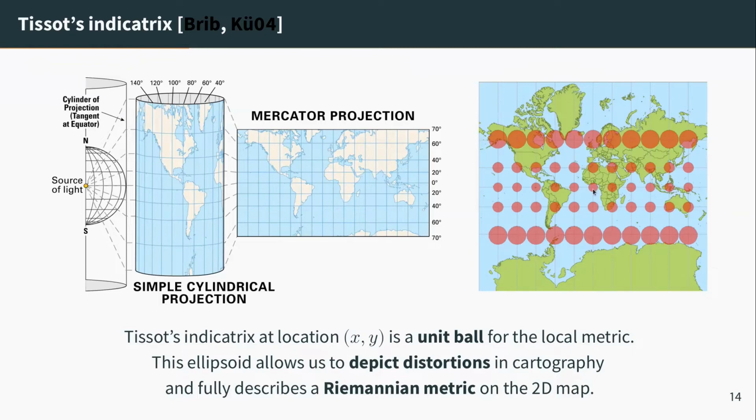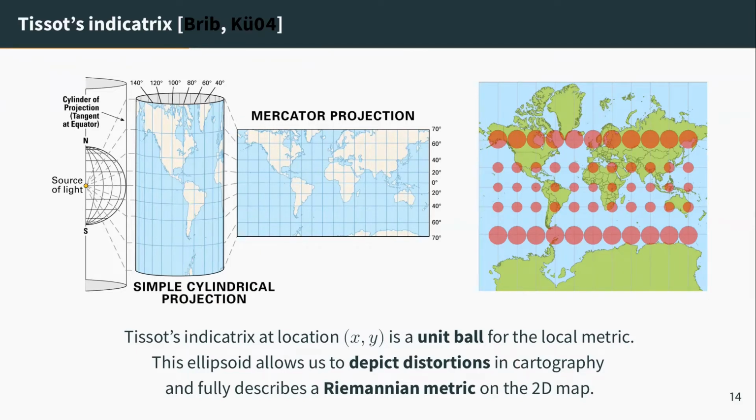And so what cartographers use to make this explicit is that they like to display, at a set of sample locations, unit balls for the actual metric, for the real metric on the Earth. So here, it looks like a ball with a diameter equal to maybe 1,000 kilometers, something like that. And at every location, you can display it. Cartographers call that the Tissot indicatrix. So Tissot's indicatrix at location xy is a unit ball for this local metric, or a scaled unit ball. And in the general case, it's an ellipsoid.